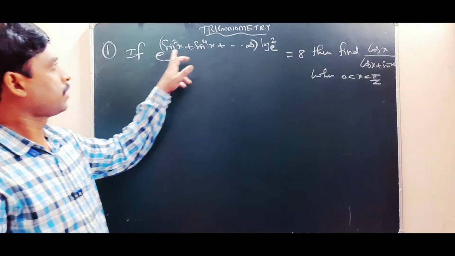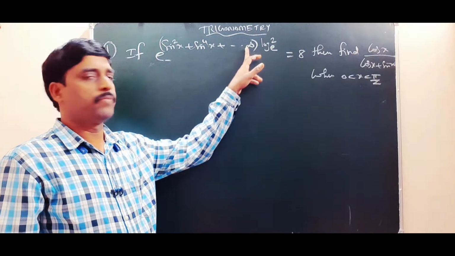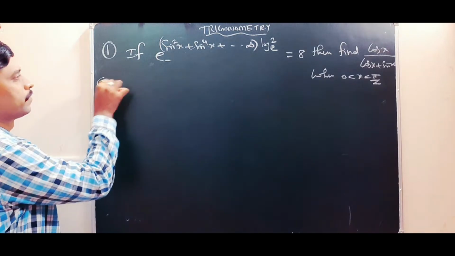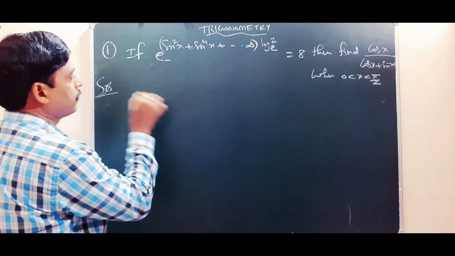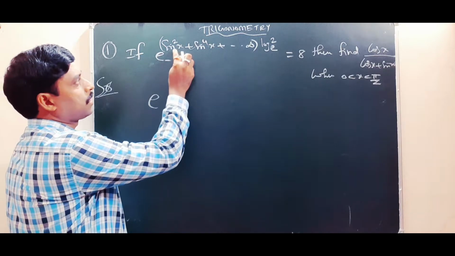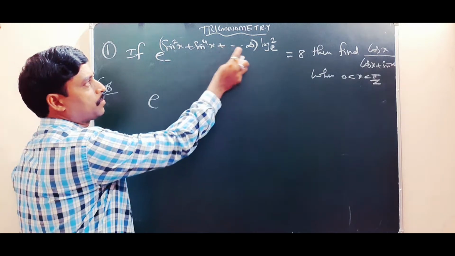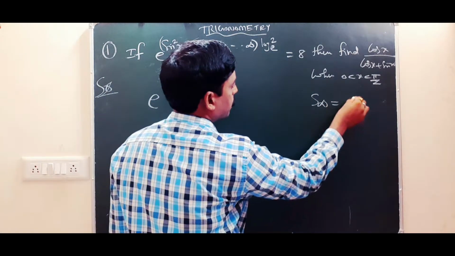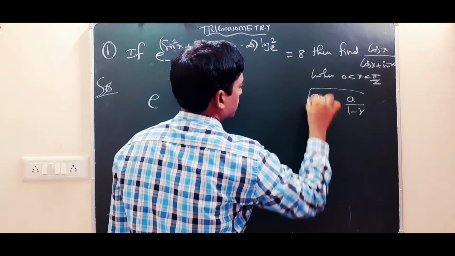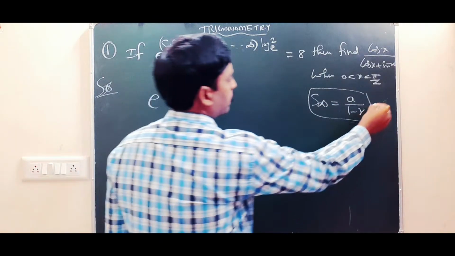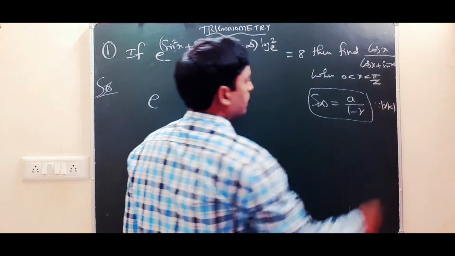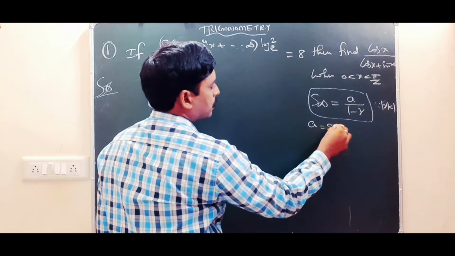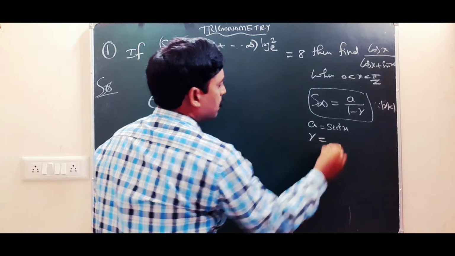So e to the power sin square x plus sin to the power 4x up to infinity into log 2 base c equal to 8 given. Let us observe sin square x plus sin to the power 4x plus up to so on infinity. This is an infinite GP. Sum of infinite GP formula: a by 1 minus r, where modulus r less than 1. Where a is the first term. What is the first term? a is equal to sin square x and r is the common ratio.